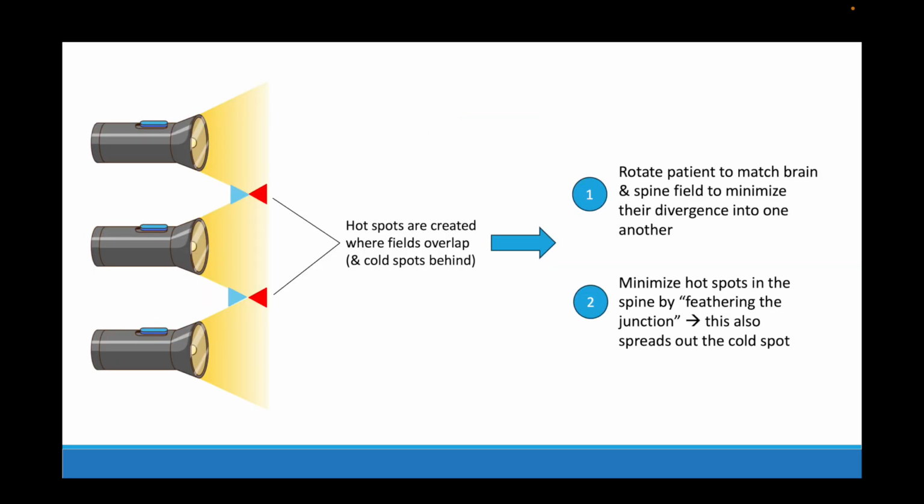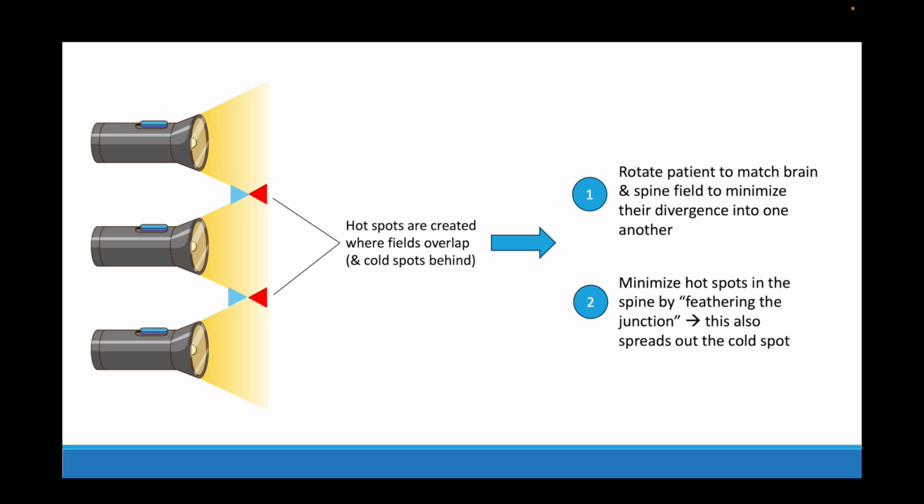When we stack multiple fields on top of each other, we actually get hot spots that are created in the areas where the fields overlap, and we get cold spots located just behind that area of overlap. So that's what I've tried to show with the red and blue triangles here on this slide. We get hot spots where the fields overlap, cold spots just behind. So there are a couple of things that we can do during CSI to try and minimize that overlap and mitigate that hot spot.